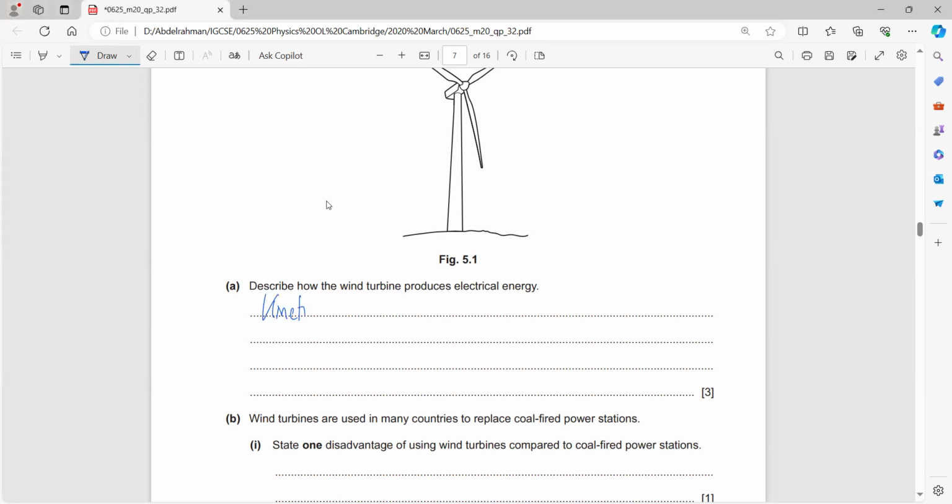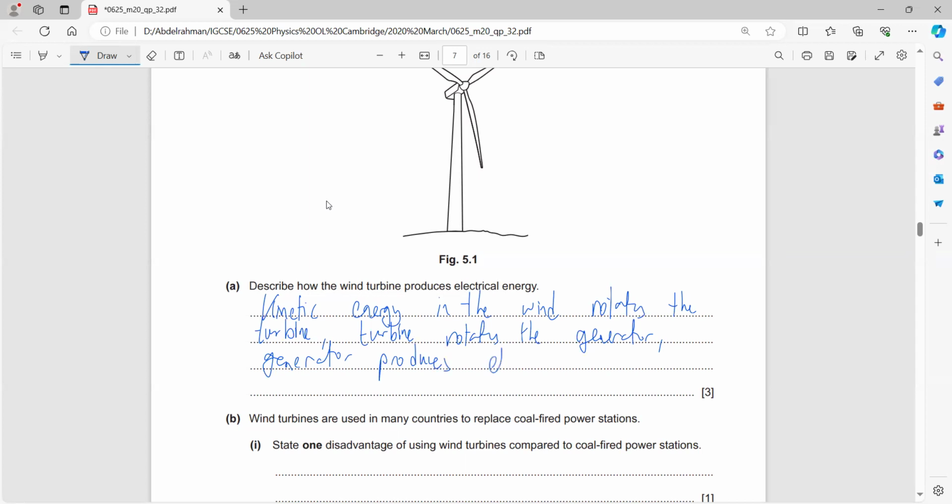Kinetic energy. Isn't this the one we solved in our last mock? Maybe. Okay, probably. Kinetic energy in the wind rotates the turbine, the turbine rotates the generator, and the generator produces electrical energy.